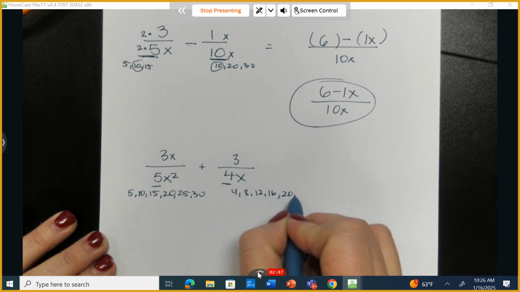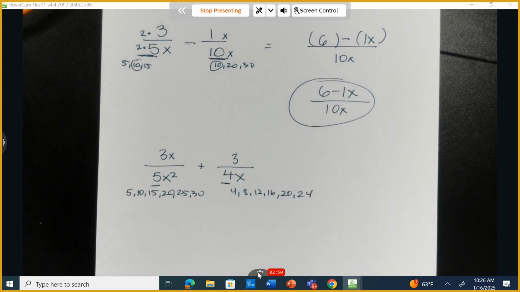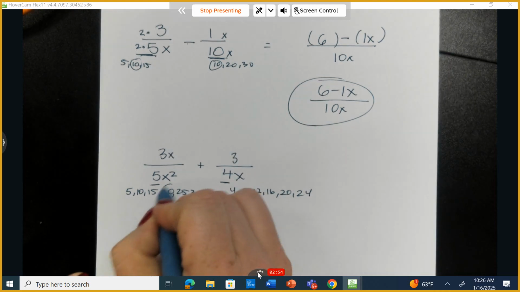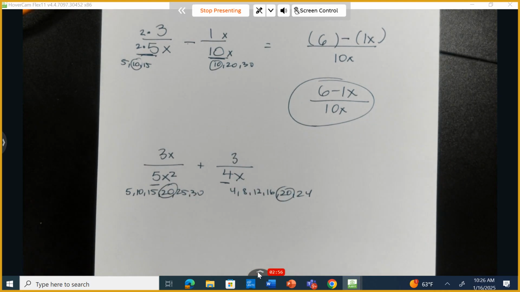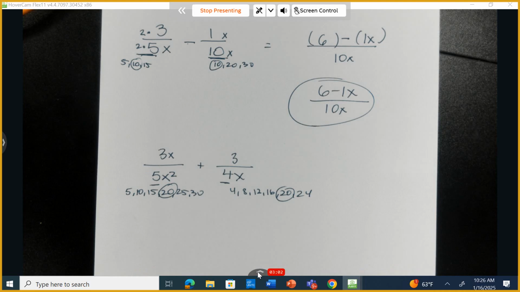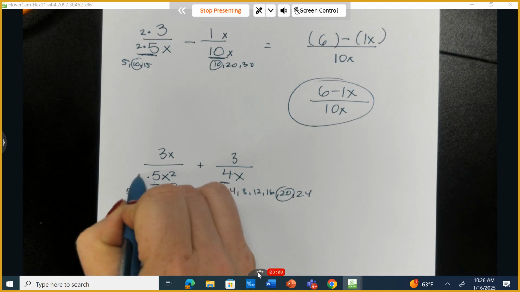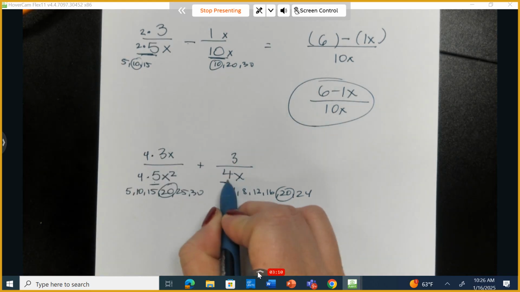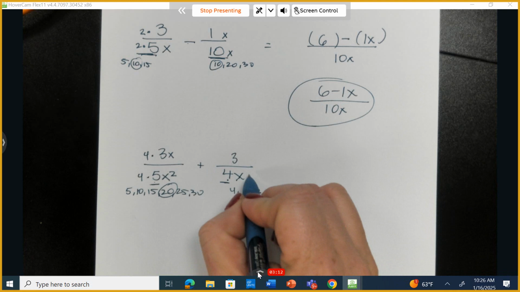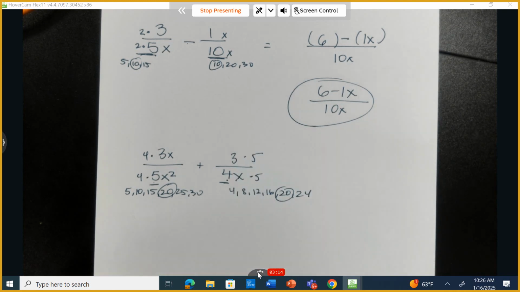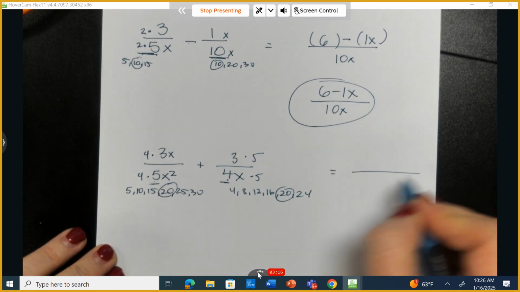So I'm writing down the multiples of both right now, and I'm just finding the smallest number that's in both of those lists. So the smallest number in both of those lists is 20. That means I want the 5 and the 4 to turn into a 20. Please take good notes. We can only do that by multiplying. 5 times what value is 20? 4. 4 times what value is 20? 5. Okay, so I know both of them have a 20 in the denominator.